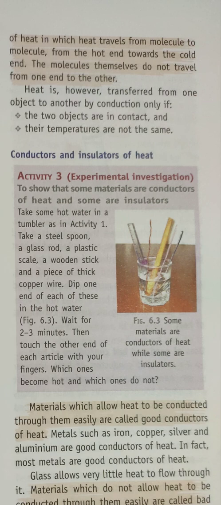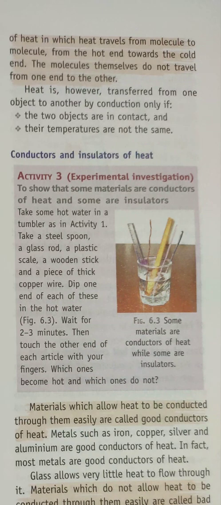We can touch all these things and find out which one is hot and which one is not hot. You can see that a steel spoon, a glass rod, a plastic scale, a wooden stick and a piece of thick copper wire are there. While touching, you can feel that the steel spoon and copper wire become hot and all other things do not become hot, because the steel spoon and copper wire are both metals, so they become hot. So we can say that they are conductors.